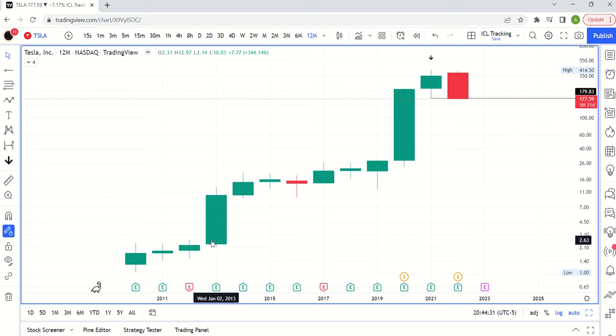And then the next year we made a slight higher high in 2012, and then we had a really big move in 2013. And since that big move in 2013, there's been just a lot of consolidation, albeit moving on an upward slope.